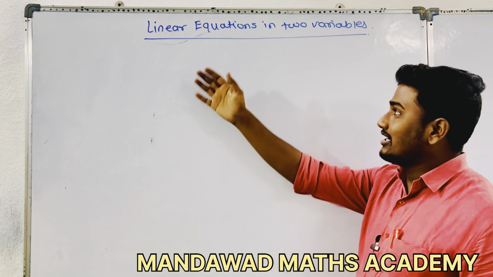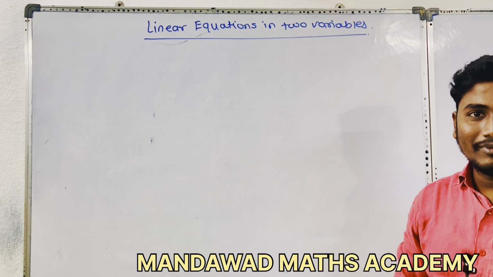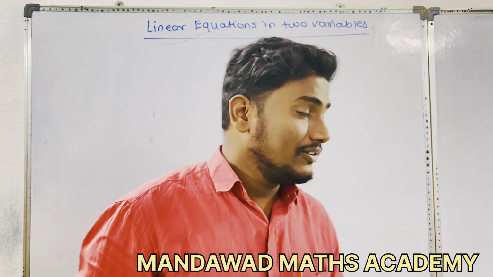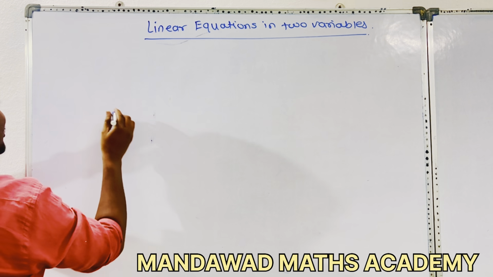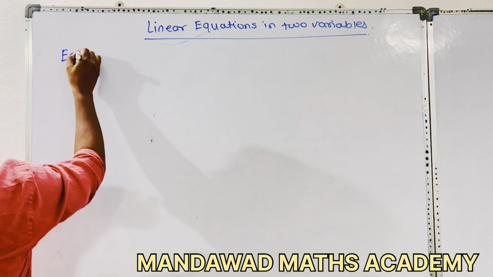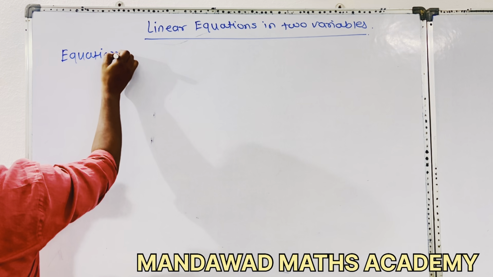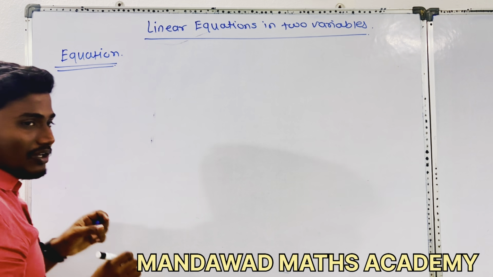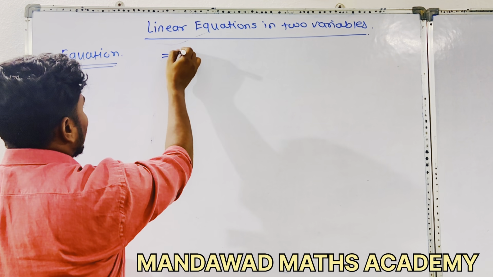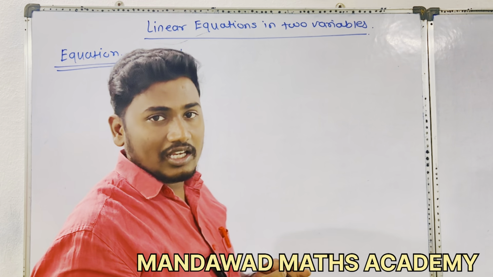Today we are going to start the linear equation in two variables. So this is a very important topic. What is an equation? Equation is nothing but the expression involving an equal to sign. What? The expression involving an equal to sign.